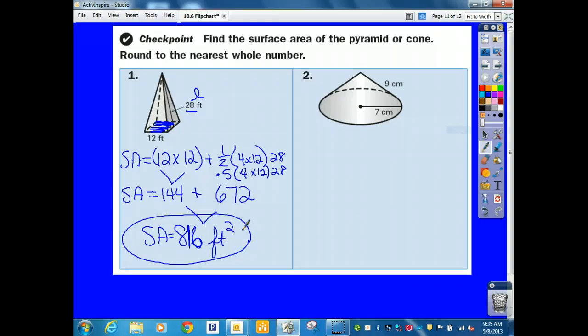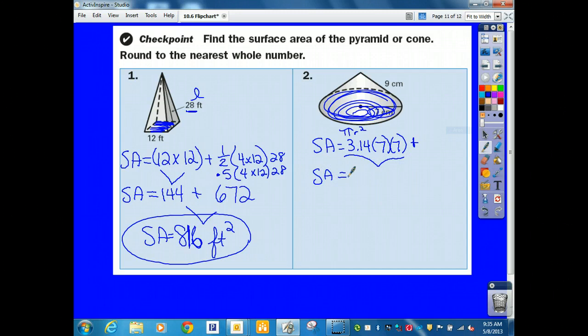All right, the surface area of the cone. Let's find the area of our base, which is a circle. So the surface area equals, the circle is pi r squared. So 3.14 times, what's my radius? 7 times 7. Let's figure that part out first. What's my base? The surface area equals 153.86. Everybody agree? Yeah. Okay, so now that's the surface area of the base.